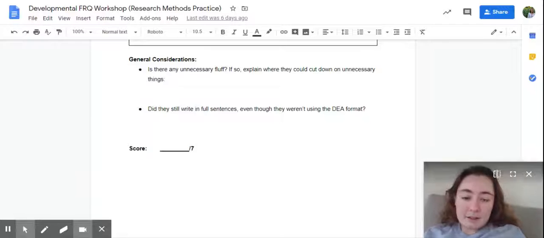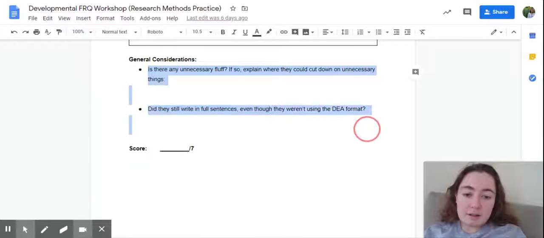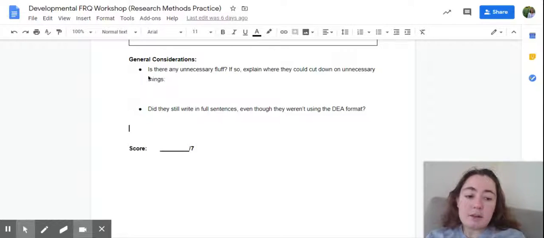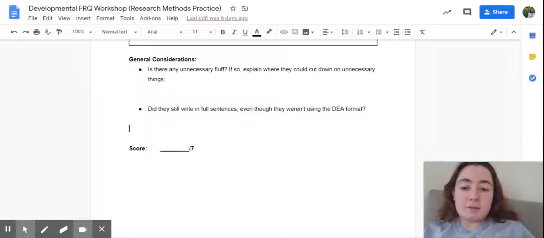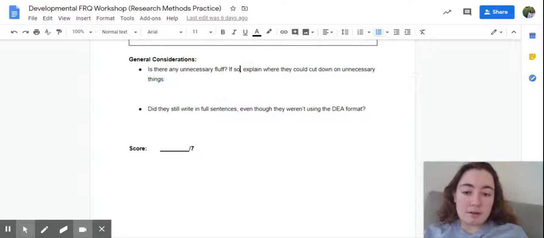All right. One last thing: some general considerations. We don't need unnecessary fluff in these research methods questions. You want to get in and get out. You don't need to define and provide an example of what the independent variable is. All you need to do is go in, say what it is, but use full sentences. Make sure there's not too much unnecessary stuff that's going to cause you trouble.